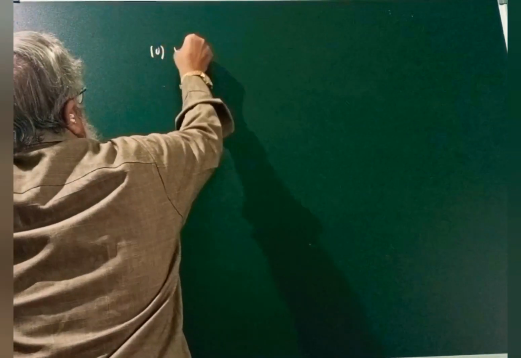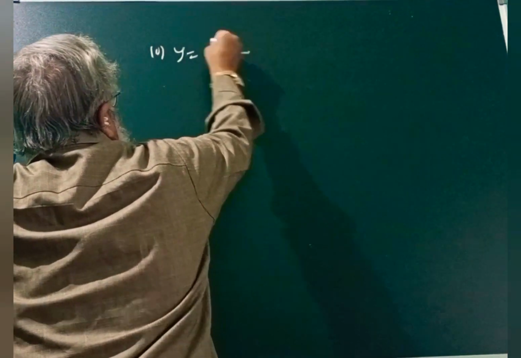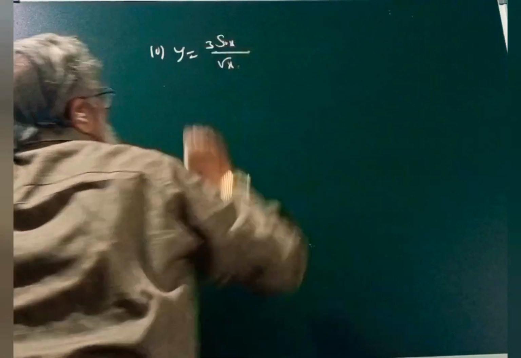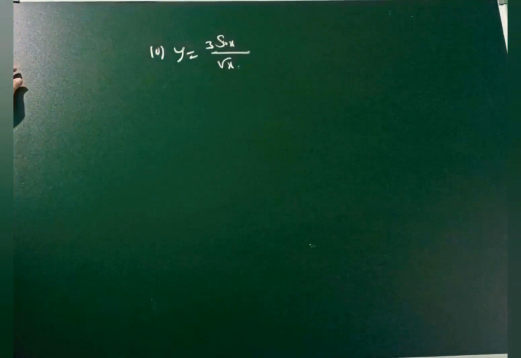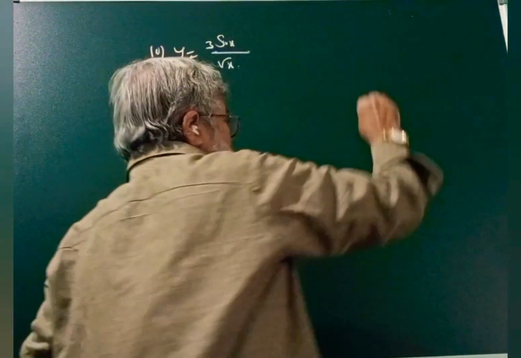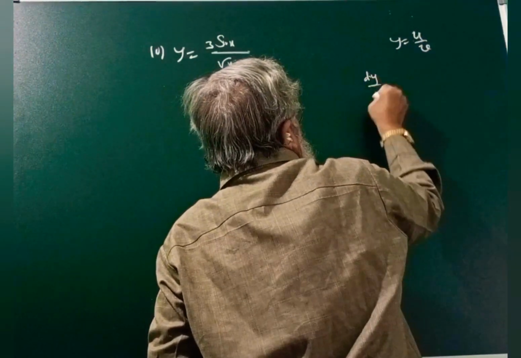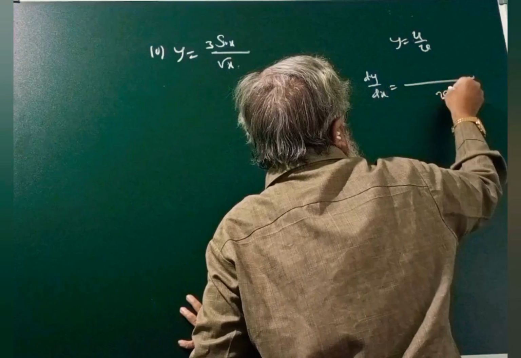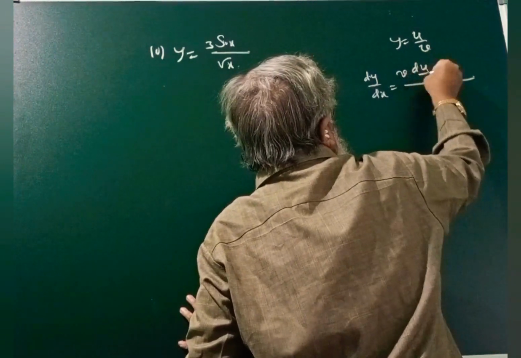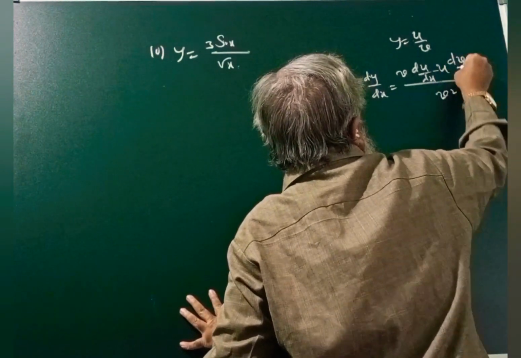Let's solve some problems based on the quotient rule. So here y is equal to 3 sin x by root x. Now see, it is u by v form. So carefully understand here: y is equal to u by v, then dy by dx is equal to 1 by v square, v times derivative of numerator, minus u as it is, derivative of denominator.